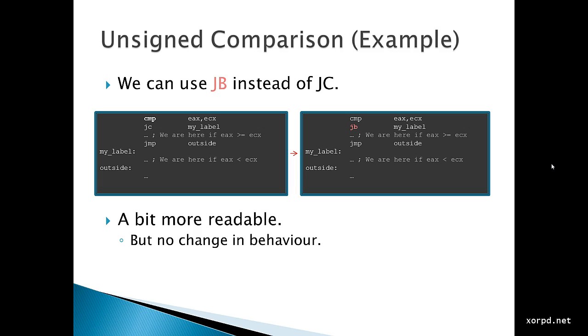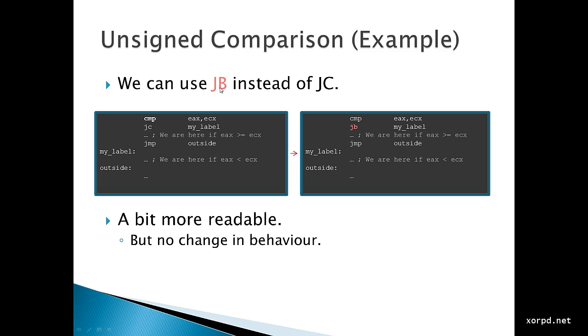Let's look at an example. You probably remember the first example that we have talked about. We already changed the compare. If you remember, there was a sub instruction here, and now we use the compare instruction. We want to go further, making the example even more readable.